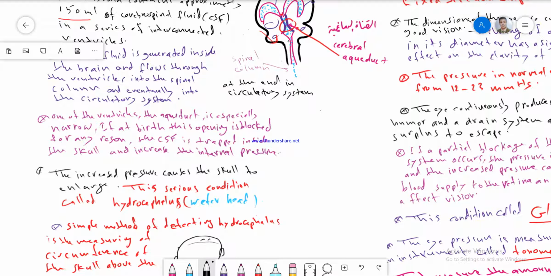One of the ventricles, the aqueduct, this is the aqueduct, as we see here. If this channel is closed at birth for any reason, the cerebral aqueduct is blocked. It traps the cerebrospinal fluid inside the skull and increases the volume of the skull, and this is what is called hydrocephalus.